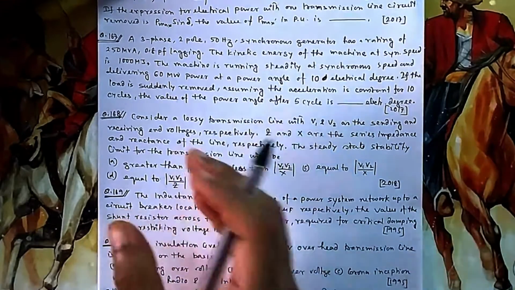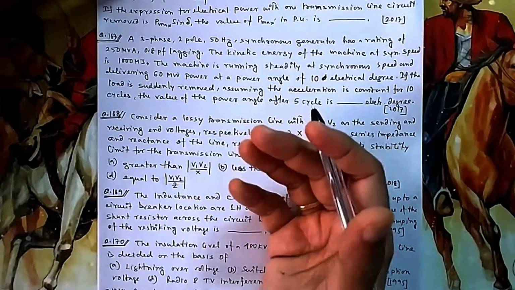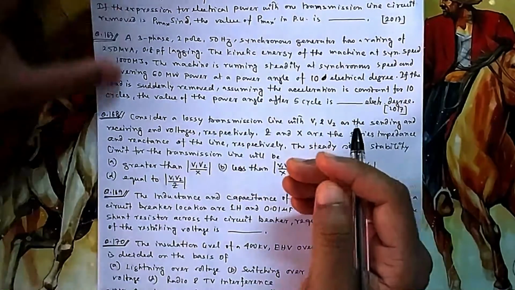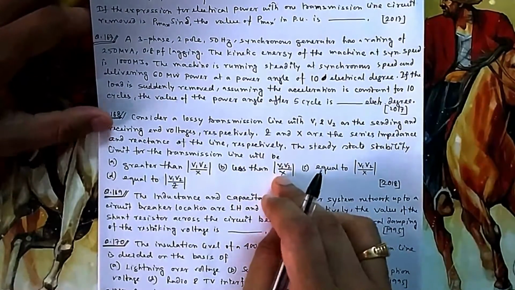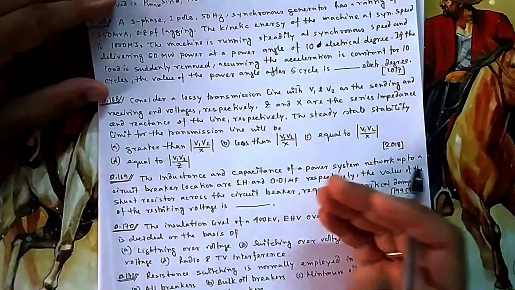So steady state stability is nothing but how much maximum power, that means sin delta equal to 1, that is 90 degree delta, you can transfer. It will obviously be less, because something is lost, so you cannot send that much power now. So it will be 168B.